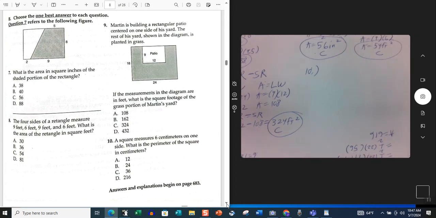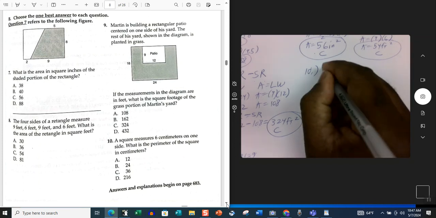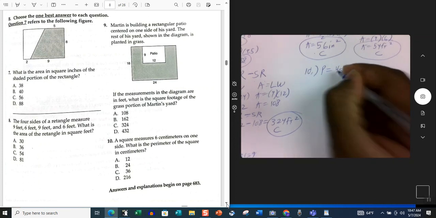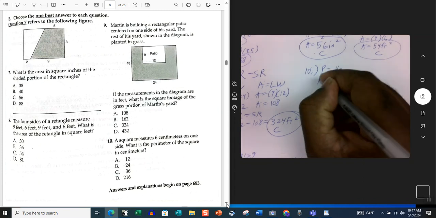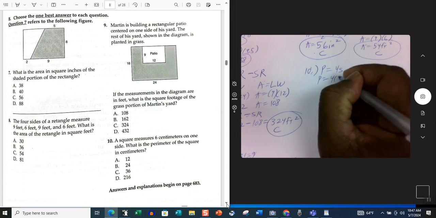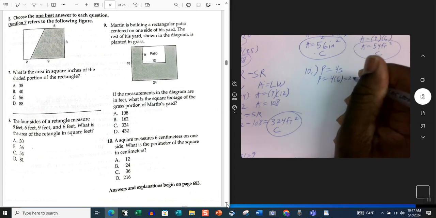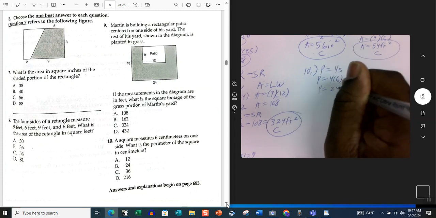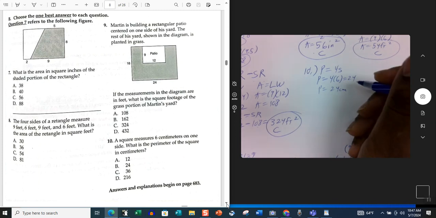So now we come here to problem number 10. It says a square measures 6 centimeters on one side. What is the perimeter of the square in centimeters? So we know the perimeter of a square is 4 times a side. They tell us that the side here is 6 centimeters. So it's 4 times 6, which is 24. So your perimeter is 24 centimeters, which is B.